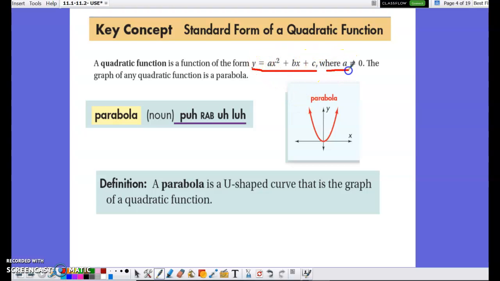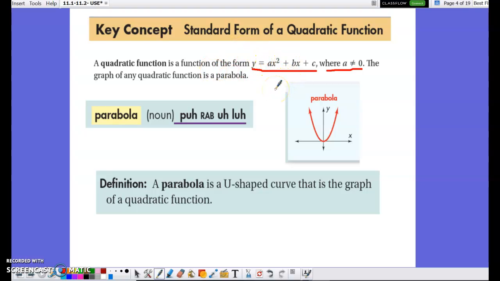That's where a cannot be 0. And the reason why we say a cannot be 0 is because if a was 0, then it'd be 0 times x squared. Well, that means then the x squared is nothing, right? Because 0 times anything is 0. So then it would no longer be a quadratic function. It would actually be a linear function. So again, a cannot be 0.